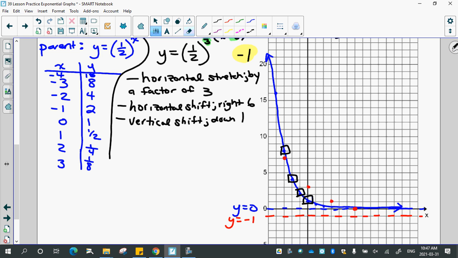Then we'll do our half, which isn't too bad. So horizontal stretch by a factor of 3. So instead of being 1 to the right, I'm going to be 3 to the right and halfway. And over 6 to the right. 1, 2, 3, 4, 5, 6. And down 1. So that's the halfway spot right here.